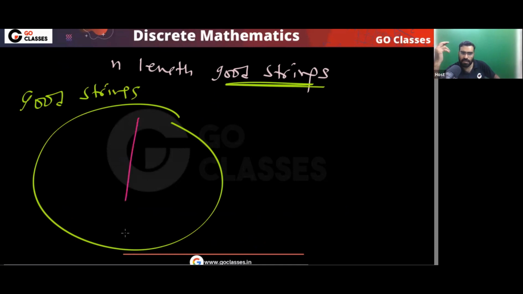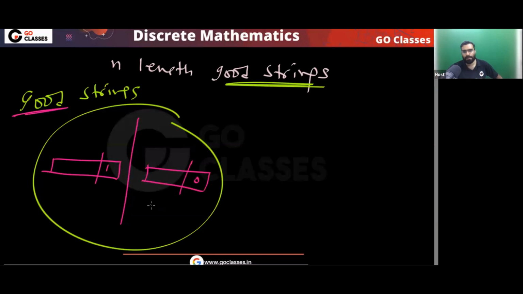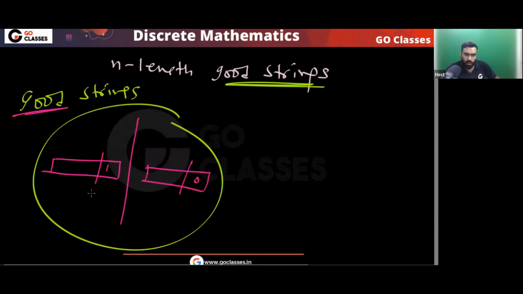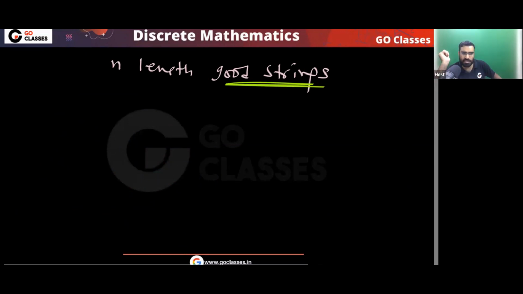What are the possibilities? I want to count these good strings. Now these good strings, either they can end with 1 or they can end with 0. Agree with me? Only two cases are possible. So either this good string will end with 1 or it will end with 0. So I will count these plus I will count these. This will be my answer. Okay, so I can say these good strings, you can do like this.